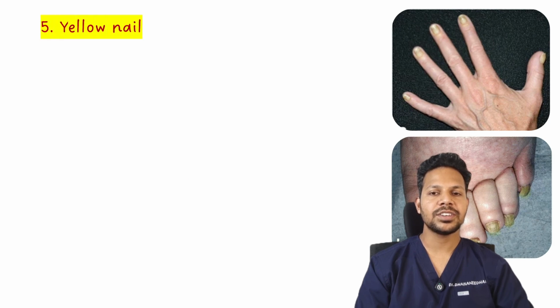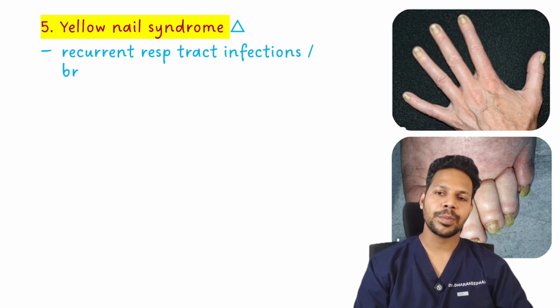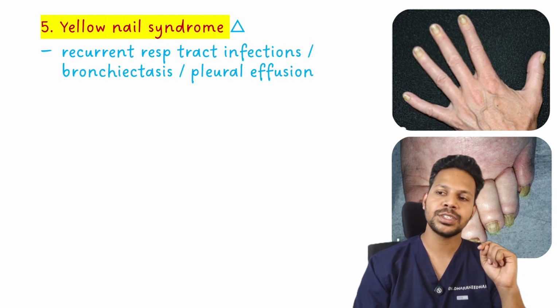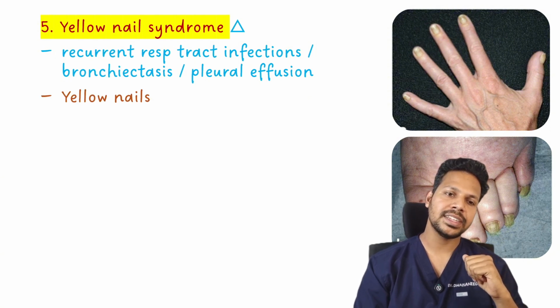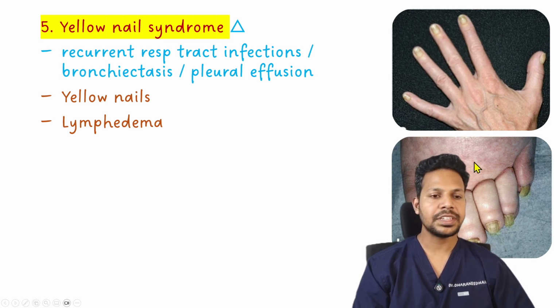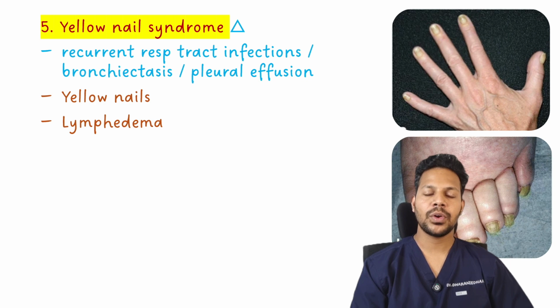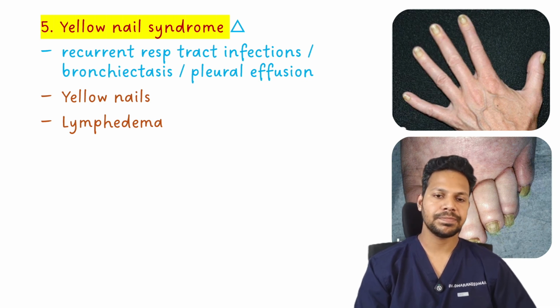Then you have yellow nail syndrome. Yellow nail syndrome is a triad of respiratory tract infections or bronchiectasis or pleural effusion, that is one point, and the other two are yellow nails and lymphedema. So as you can see in the image, you can appreciate the discoloration of the nails. The nails of the hand as well as the nails of the foot are also yellowish in color, and you can also appreciate the edema here. So this is lymphedema along with the yellow nails. So the triad of recurrent respiratory tract infections or bronchiectasis or pleural effusion along with yellow nails and lymphedema is called yellow nail syndrome.